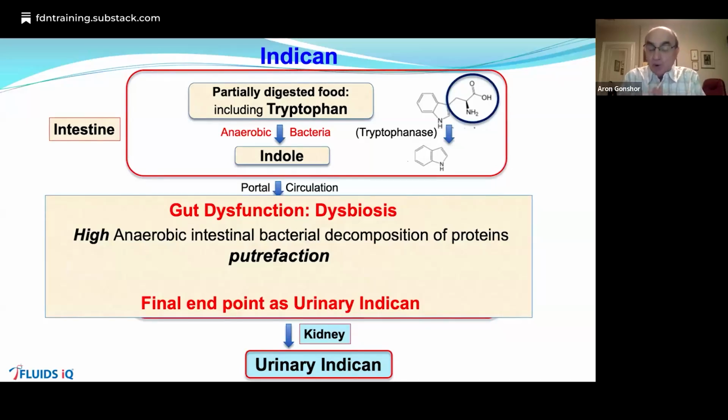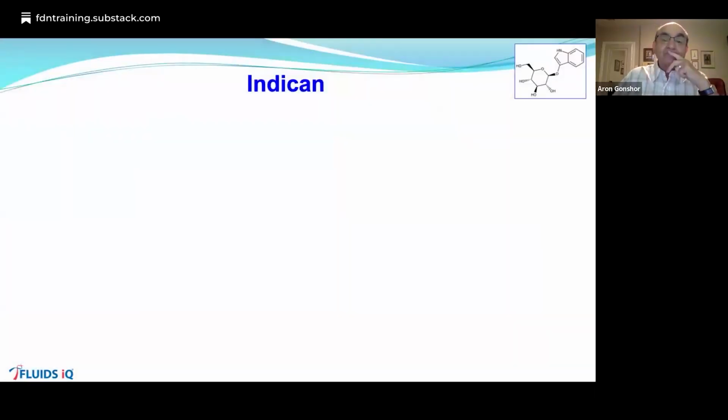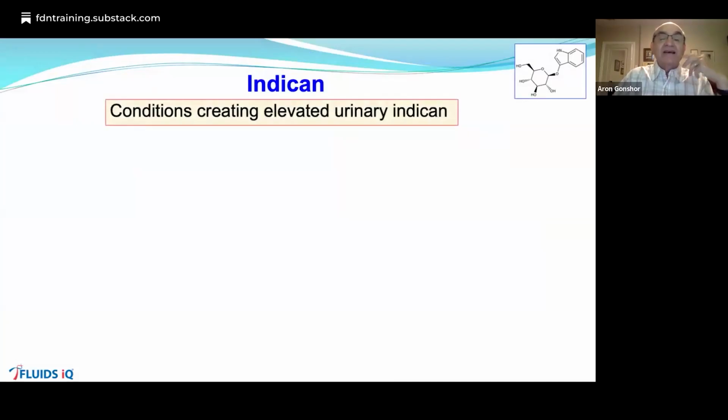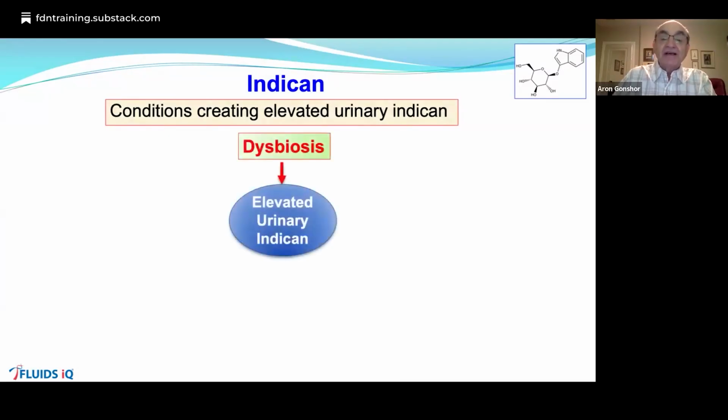And so it is an important element in understanding whether or not the person is dealing with protein metabolism in the right way. And so indican and the conditions which create elevated indican, especially in the urine, the most important thing is dysbiosis.